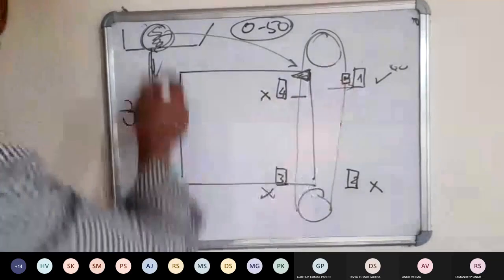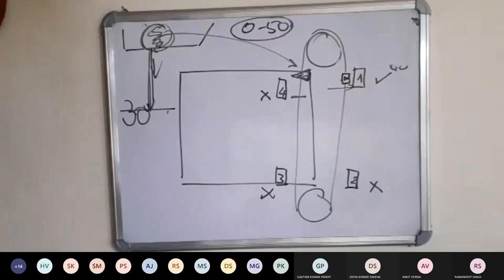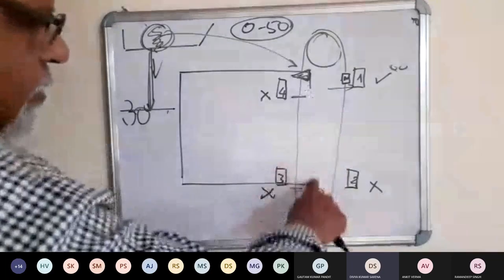Stylus will move 15 meters when the signal goes 30 meters. Right or not? Yes, sir. Why? Because when this goes 30, that goes 15. Why? Sir, it travels half the distance. It has to travel a total of 60, only then will it come to 30. Exactly. Very good.